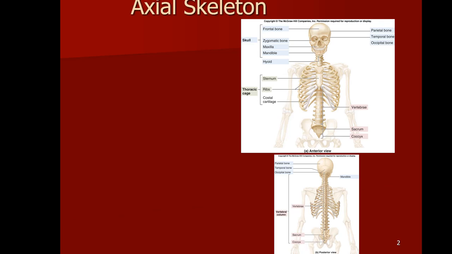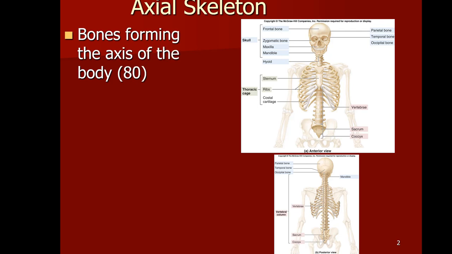So we're going to start with the axial skeleton, which makes up the axis of the body. If you remember, there's an axial and appendicular region of the body. The appendicular refers mainly to the limbs. For the axial skeleton, we're going to talk about the skull, the vertebra, or your backbone, the ribs, and sternum. So that's going to be the focus. 80 bones make up the axial skeleton.